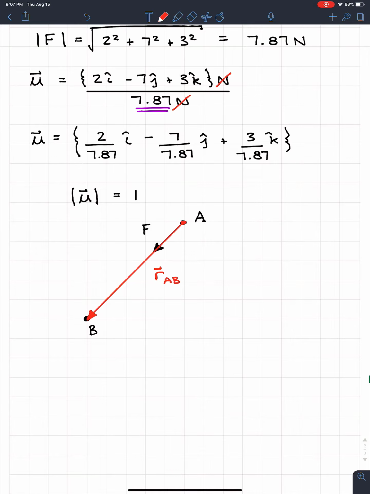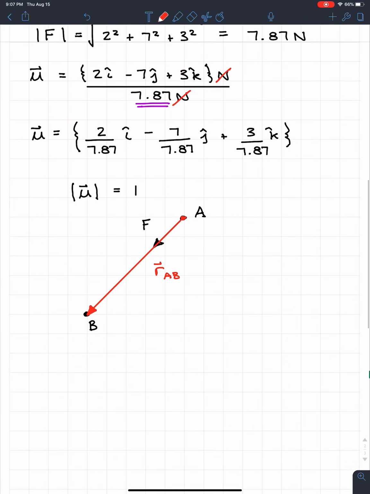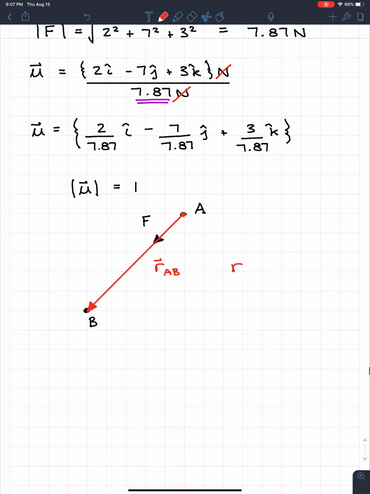Now what's nice about this vector is it follows the same rules as the force vector here. This position vector here, RAB, is made up of 2 things. The first is magnitude RAB, as well as a unit vector. So the magnitude of RAB, that's the length of the vector.